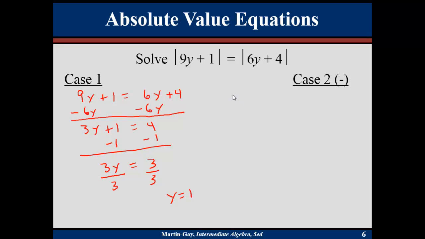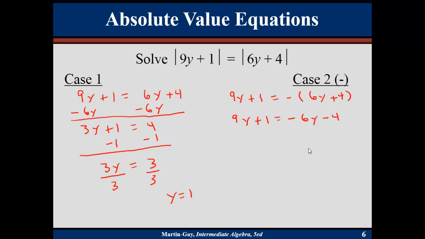Case 2, it's the same thing. We're going to leave the left-hand side like it is, but the right-hand side we need to make negative. So I'll place a negative outside a set of parentheses there. And remember, if you have a negative outside of a set of parentheses like that, you're going to have to distribute that negative into the parentheses to each one of those. So that gives us 9y plus 1 equals negative 6y minus 4.